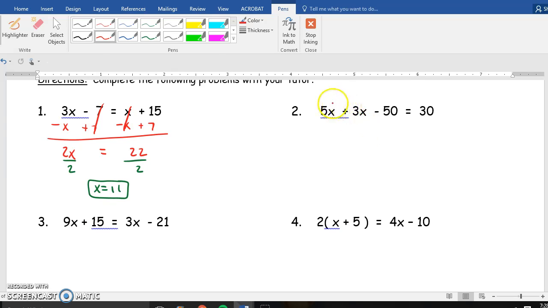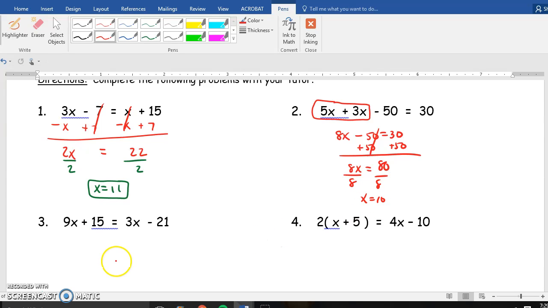Okay, now, looking at number 2. First, I have to simplify on this side. I'm going to combine like terms the way they are. 5x plus 3x is 8x. Then I have the minus 50 equals 30. Now I know I'm going to add the 50. 8x is equal to 80. Divide by 8, and x is 10.